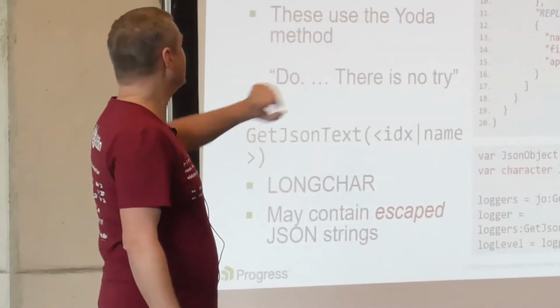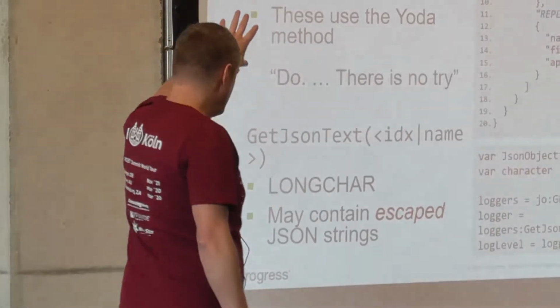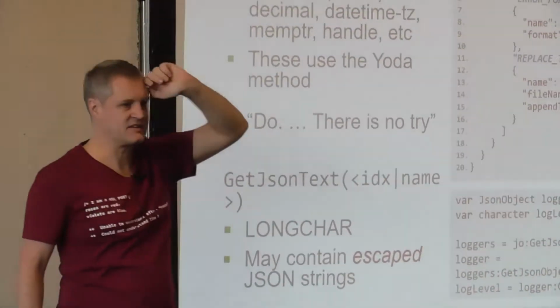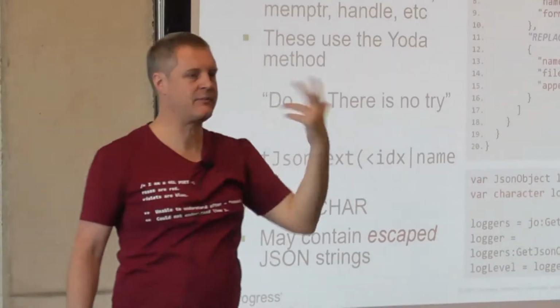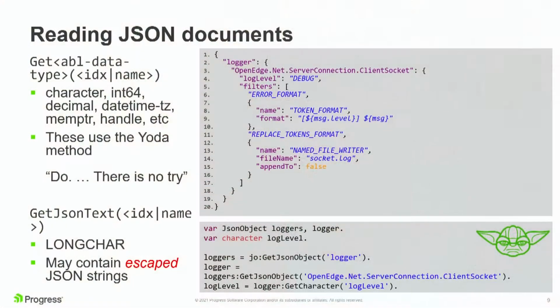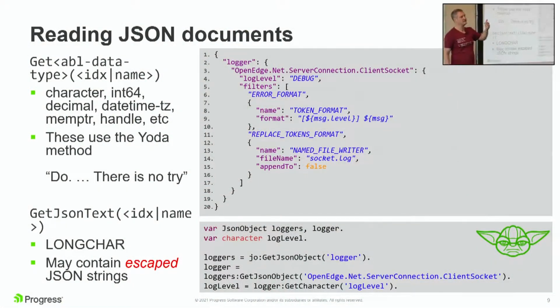But to get data out of this, there's a bunch of get methods that do the conversion to ABL data types. Get integer, get int64, get longchar, get date time, all of those. Handle, there's a com handle. Why you would have a com handle in a JSON document, I don't know, but there's a get com handle method. So all of the data, we do conversions when you read them out.